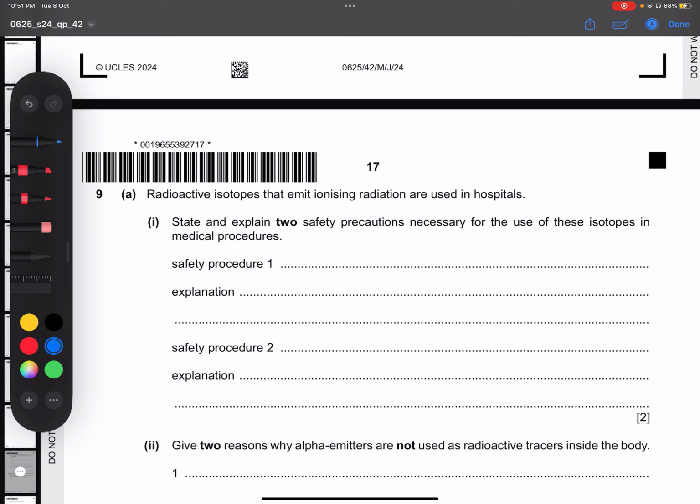So the first thing that you can do is to reduce the exposure time. The explanation for this is that there is a lower actual amount of radiation. Since you're exposed to it less, there is a lower amount of radiation being absorbed by your body. And other than that, you can also use shielding.